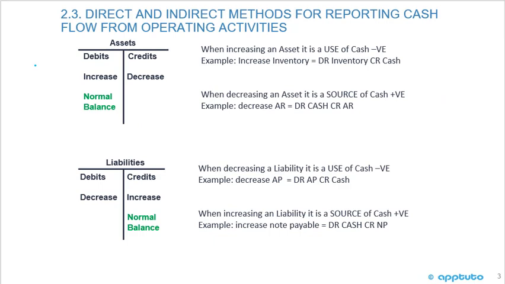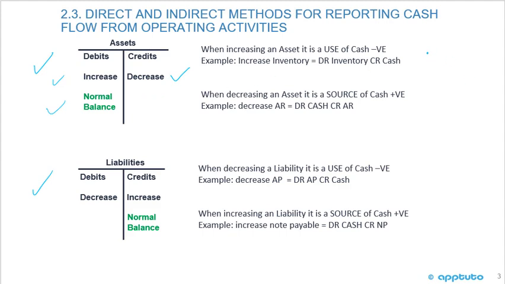Again, I have the T account for assets and the T account for liabilities. For an asset, the normal balance is a debit balance. Any debit to an asset account increases it. So for inventory, for example, credit cash, debit inventory, that's an increase to inventory, that's the normal balance. And any credit will decrease the balance. Same thing for cash: any debit to cash will increase the balance, any credit to cash will decrease it.